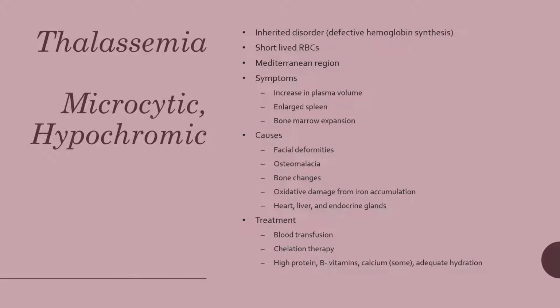We will see some facial deformities in these folks. They have some bone issues and bone changes. Some oxidative damage may happen almost anywhere within the body because iron is accumulating. So heart, liver, and endocrine glands especially tend to be places where this iron will accumulate. The treatment is to give blood transfusions and to attempt to chelate out the excess iron with some medications. The diet is high protein, B vitamins, calcium, and adequate hydration. Again, this is a microcytic hypochromic anemia, but actually really rare.